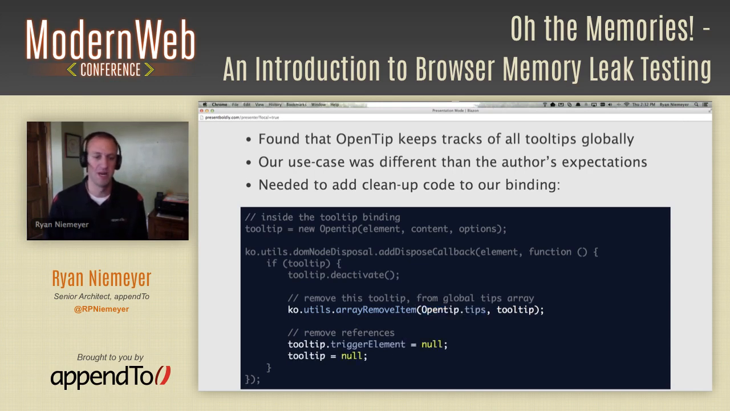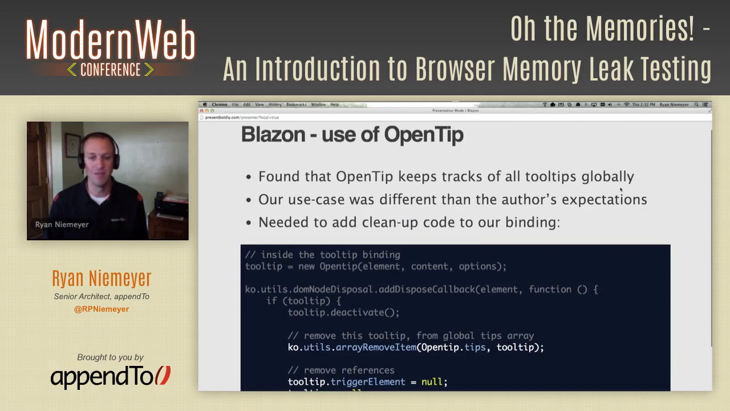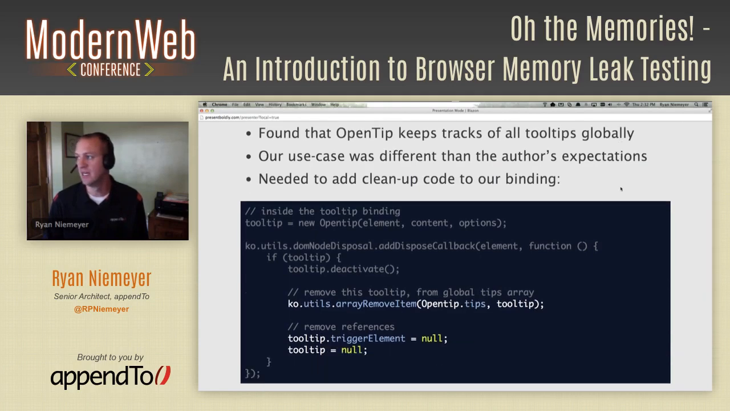Based on our binding, we also had to null out some references, but it's just a case where adding things to a global may be convenient, but it has other effects like hanging on to that memory. So, again, OpenTip probably should provide a way to remove that.